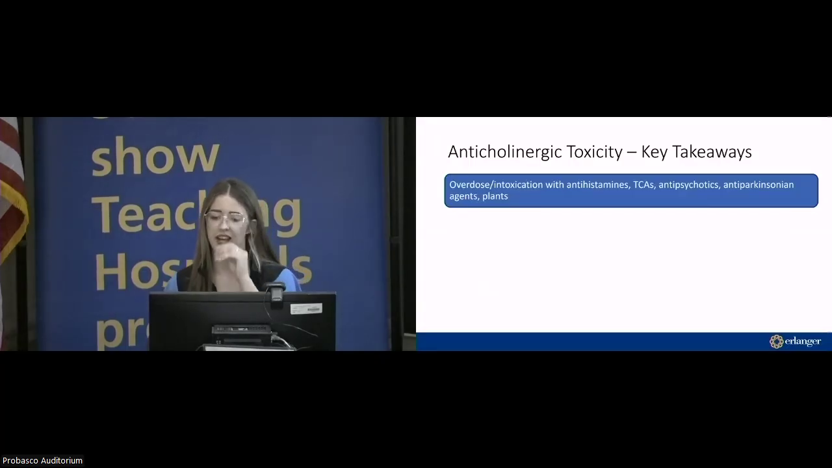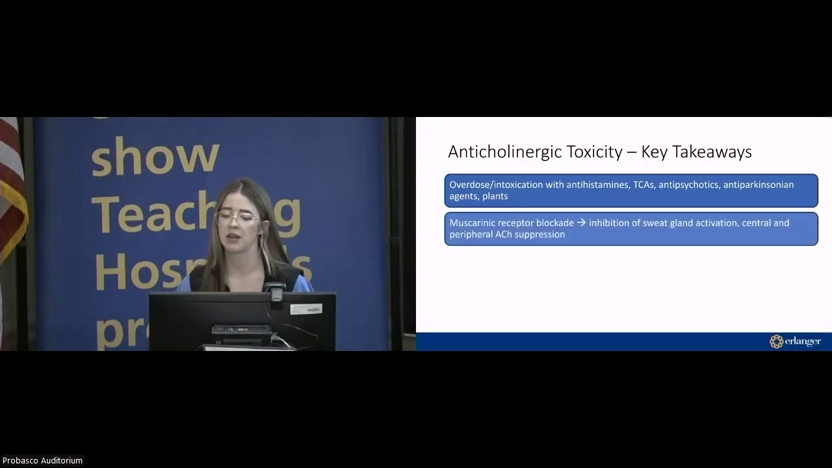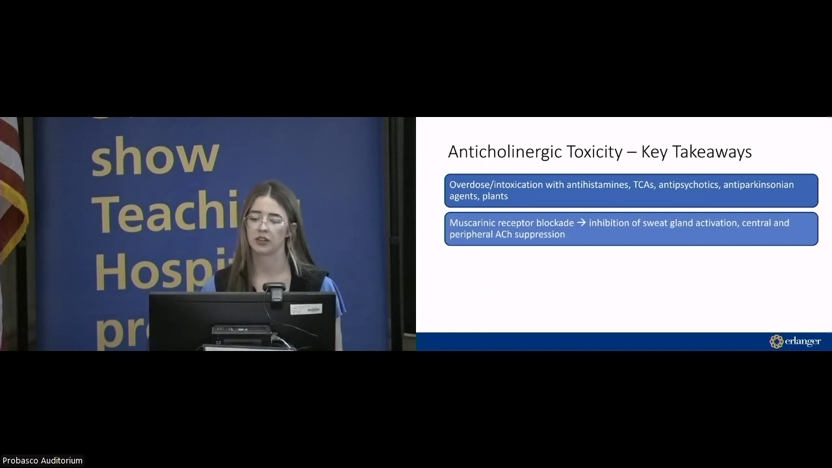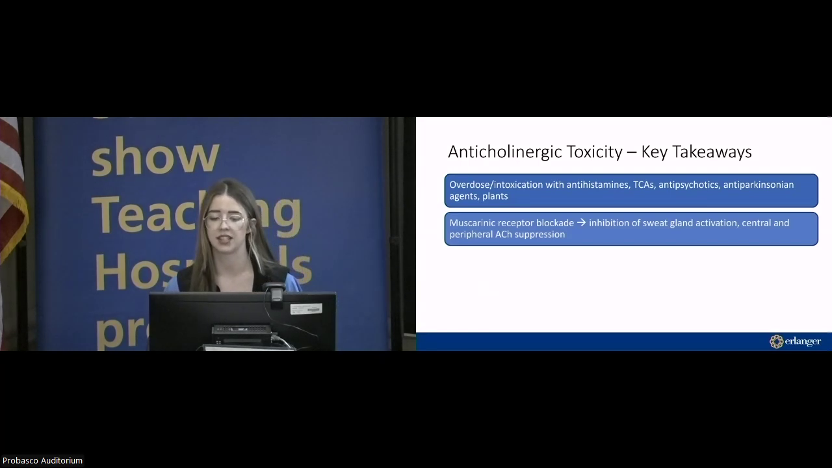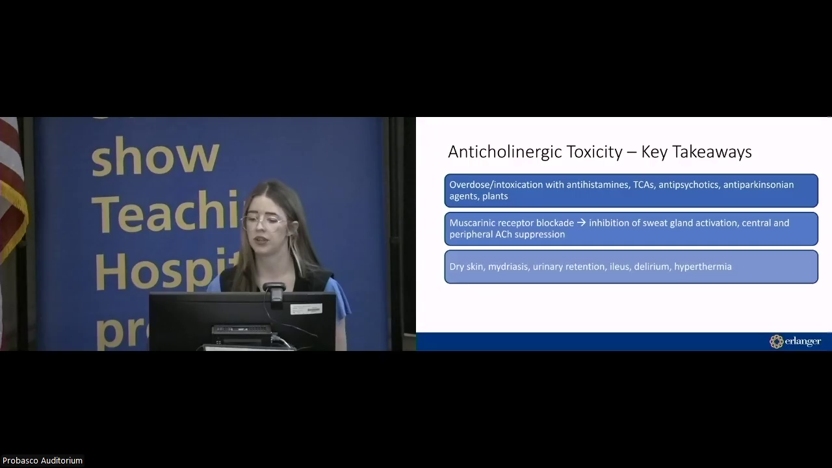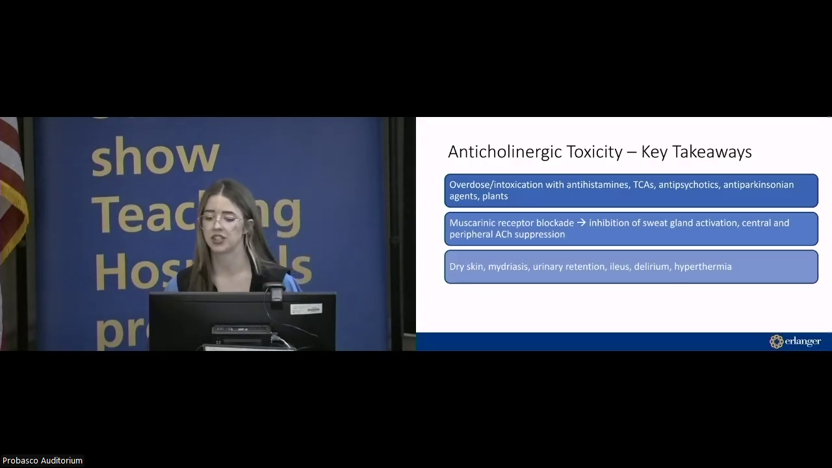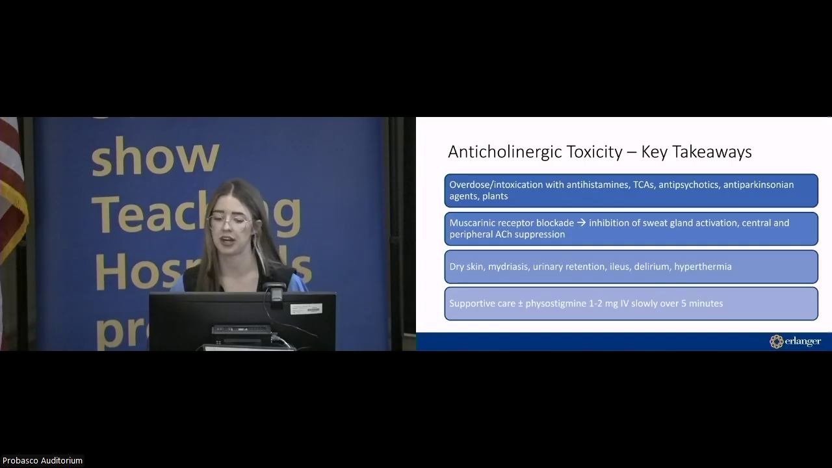So your key takeaways is that anticholinergic toxicity often results from antihistamines, antipsychotics, tricyclics, antiparkinsonian drugs, or plant exposures. The unifying mechanism is muscarinic blockade, producing both central delirium and peripheral signs of dry skin, mydriasis, urinary retention, ileus, and hyperthermia. Supportive care, cooling, fluids, and bladder management is essential, but physostigmine offers the advantage of directly reversing both central and peripheral effects. When used with caution and appropriate monitoring, physostigmine can prevent the need for intubation and reduce prolonged agitation or heavy benzodiazepine sedation.